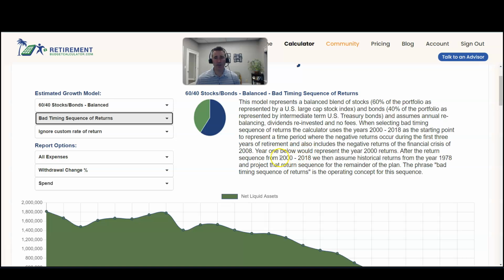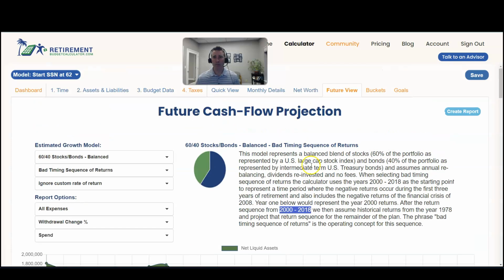So this is starting out in the year 2000, where you experienced the dot-com bubble, and then you experienced the financial crisis in 2008, and you can just see how the portfolio would have returned under a bad timing sequence of returns. But ultimately, what most people are trying to understand is, have we saved enough? Are we going to be okay?